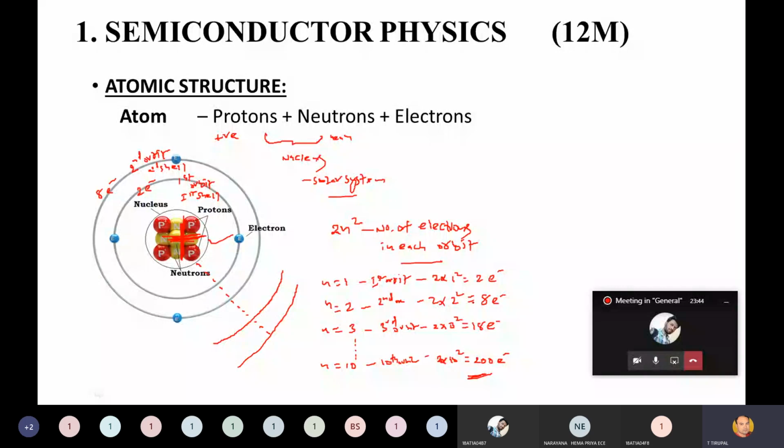Likewise, the first question that arises for competitive exams is the number of electrons revolving around the nucleus. Okay, next.